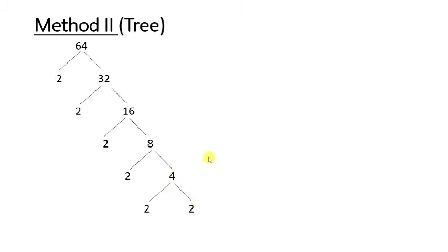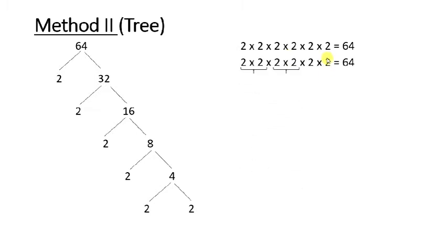Let's use the tree method. We have 64. We'll say 2 into 64, 32. 2 into 32, 16. 2 into 16 is 8. 2 into 8 is 4. And 2 into 4 is 2. Then we express 64 as a product of its prime factors by multiplying 2 times 2 times 2 times 2 times 2 times 2.